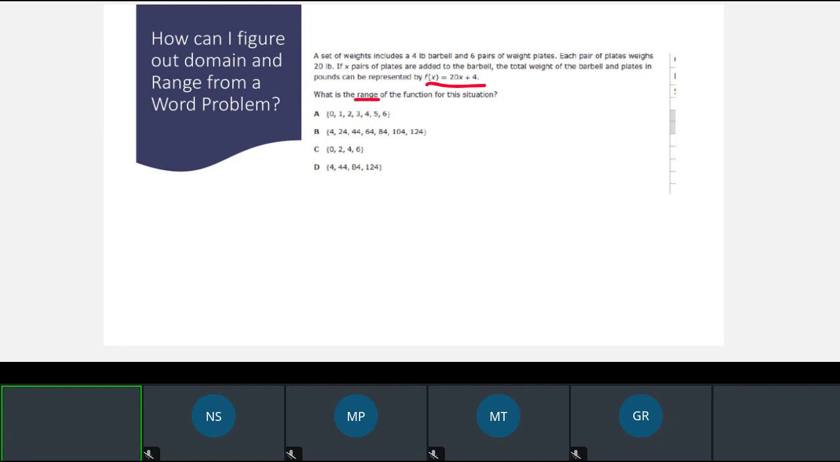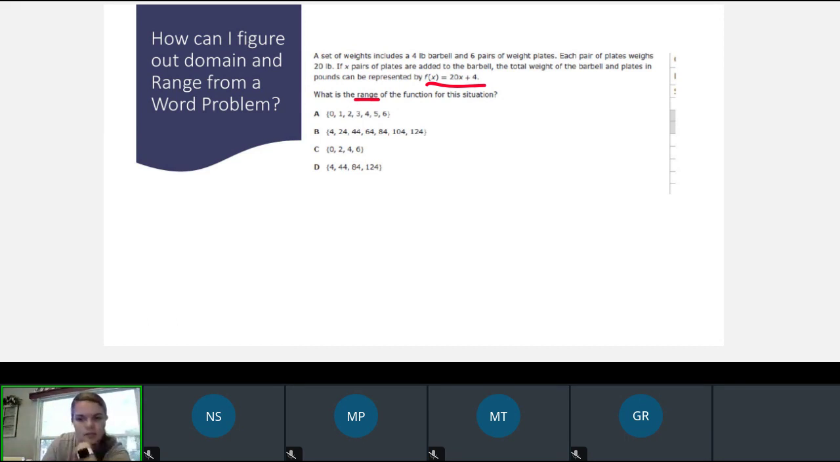Of weights includes a 4-pound barbell and 6 pairs of weight plates. Each pair weighs 20 pounds. If X pairs of plates are added to the barbell, the total weight of the barbell and plates in pounds can be represented by F of X equals 20 times X plus 4. So they're wanting the range.